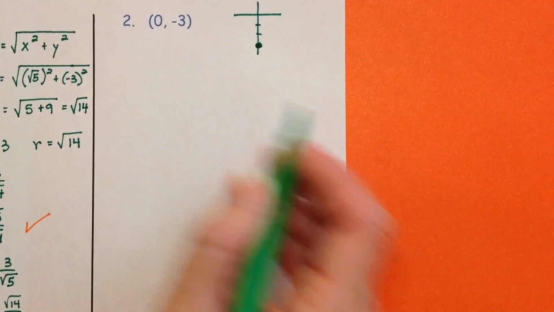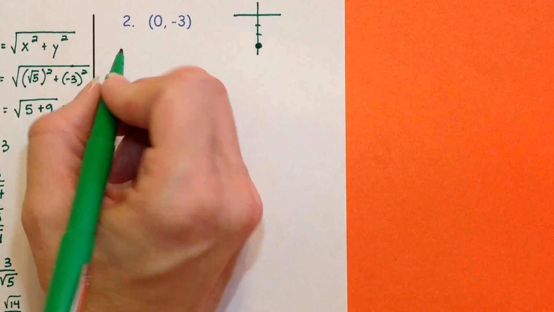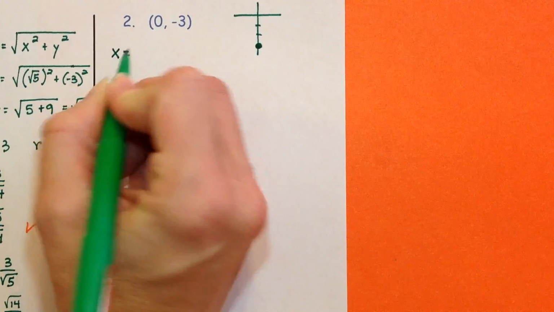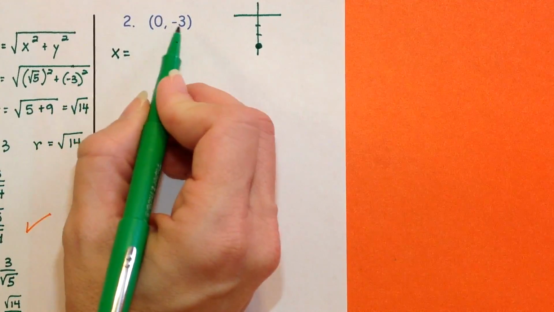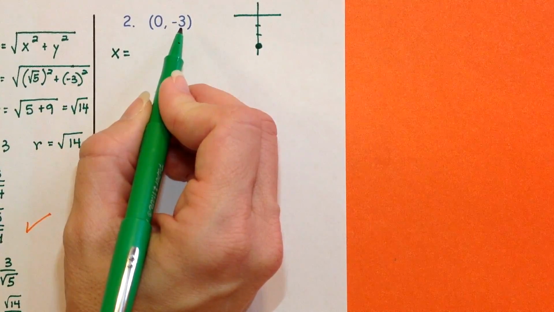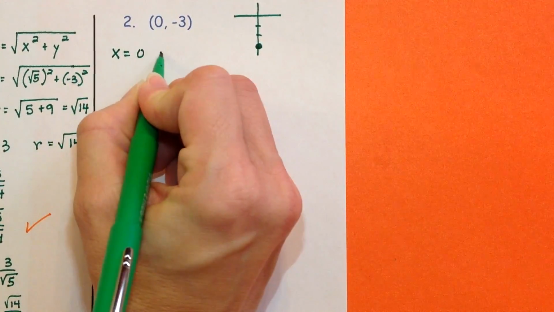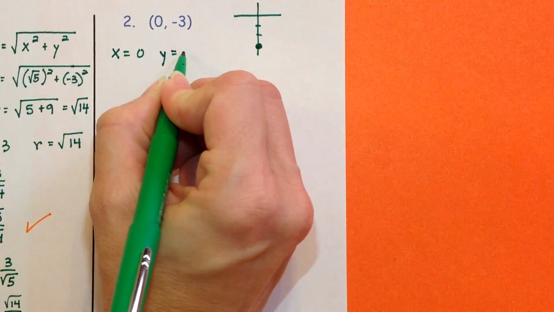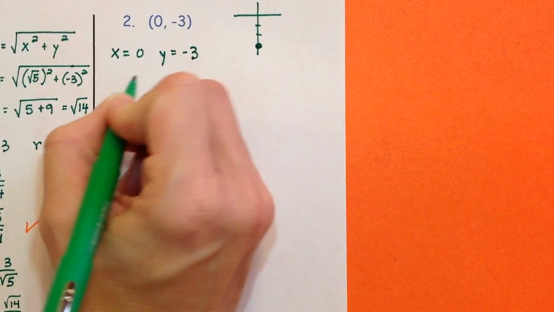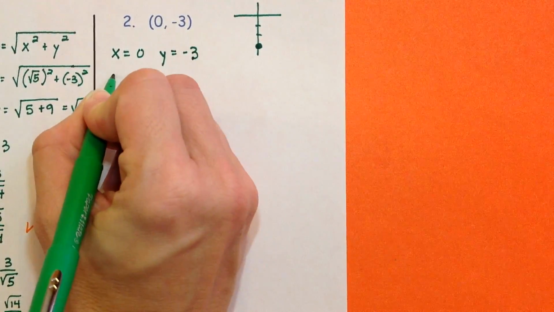Now, identifying x, y, and r. Of course, x and y always just come straight from your point. I mean, we saw that on the first one. 0 is your x value, negative 3 is your y value, and we also need to come up with r.